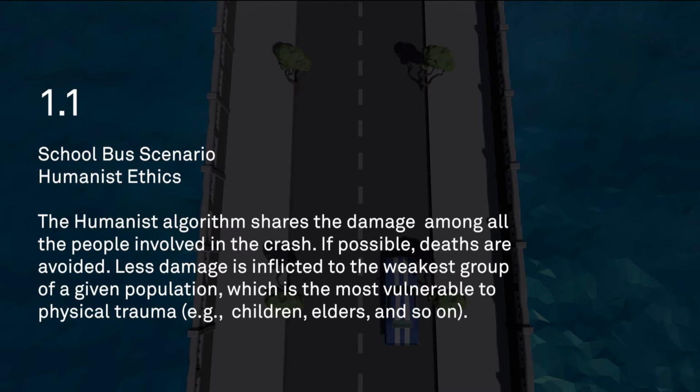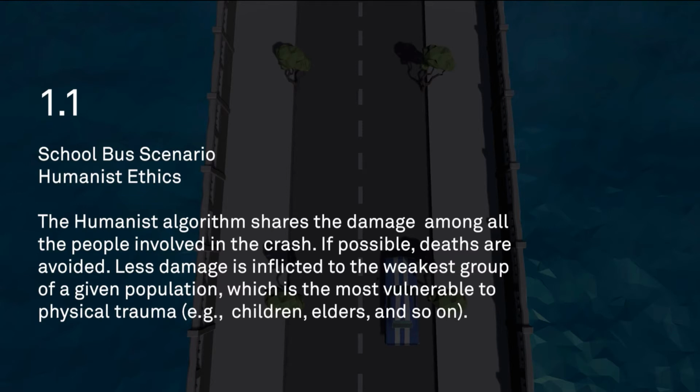It begins by illustrating a particular scenario that involves a school bus and one autonomous vehicle, or one self-driving car, that is operating under the humanist algorithm. And as you can read here, the humanist algorithm is an algorithm that Matthew has invented, just a very general algorithm. It shares the damage among all the people involved in the crash. If possible, deaths are avoided. Less damage is inflicted to the weakest group of a given population, which is the most vulnerable to physical trauma, such as children, elders, and so on.